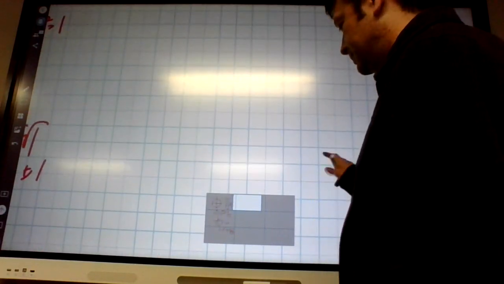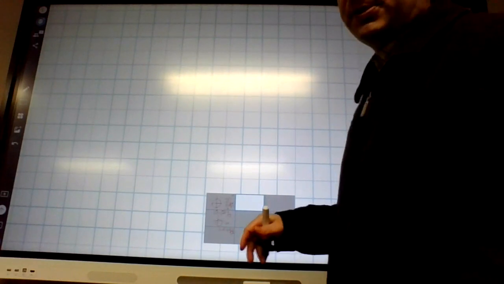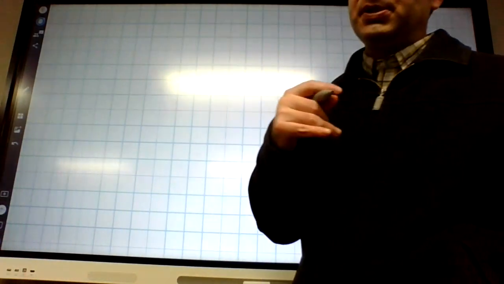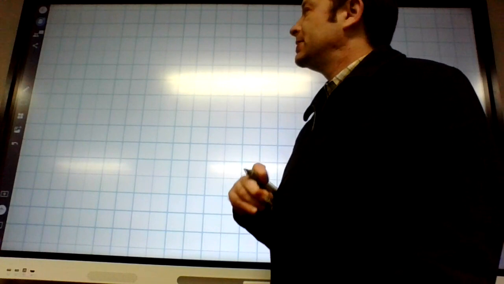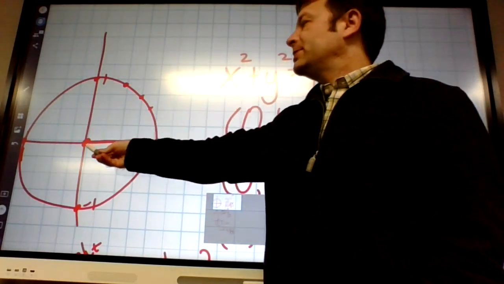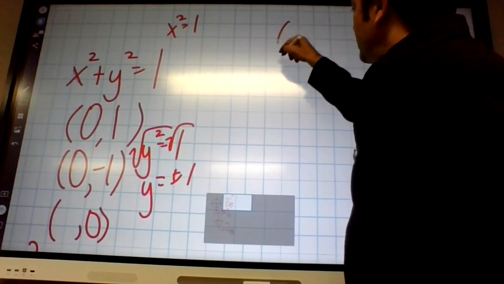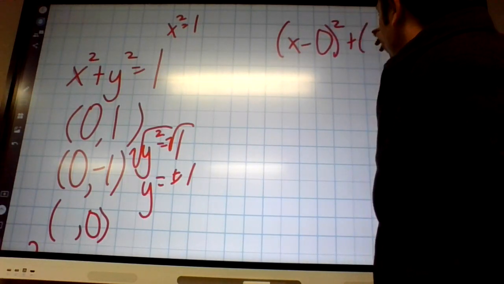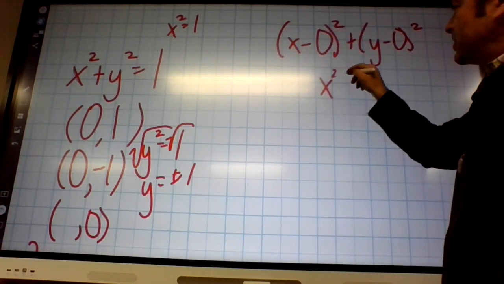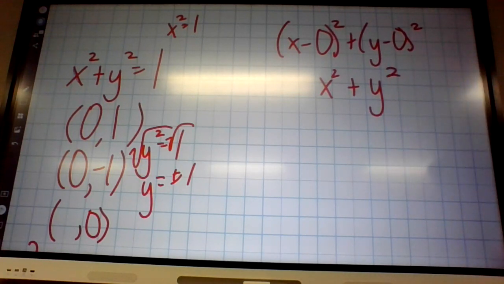Let's try number 1. Number 1 is kind of backwards of what I was just doing. They're giving us the information and we're supposed to write the equation. So the center is at 0, 0, and the radius is 25. How do I write the equation if the center's at 0, 0? What do I put for the x and y stuff? Well, remember my first one was at 0, 0. You could put x minus 0 squared plus y minus 0 squared, because that would be true. But what is x minus 0 squared? Just x squared plus y squared.